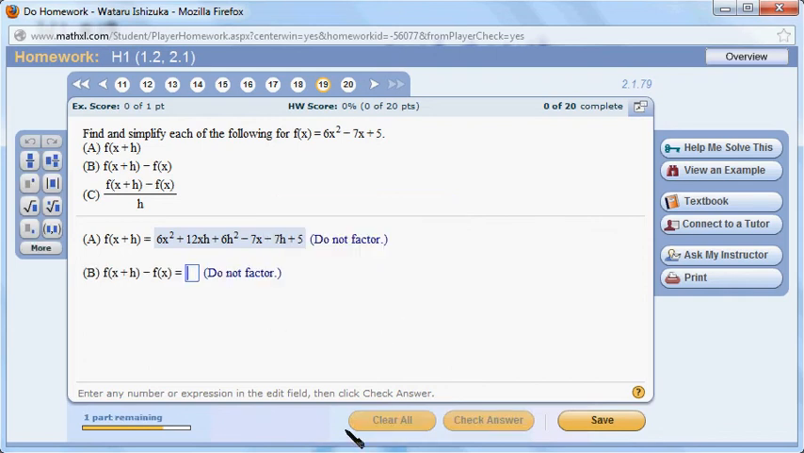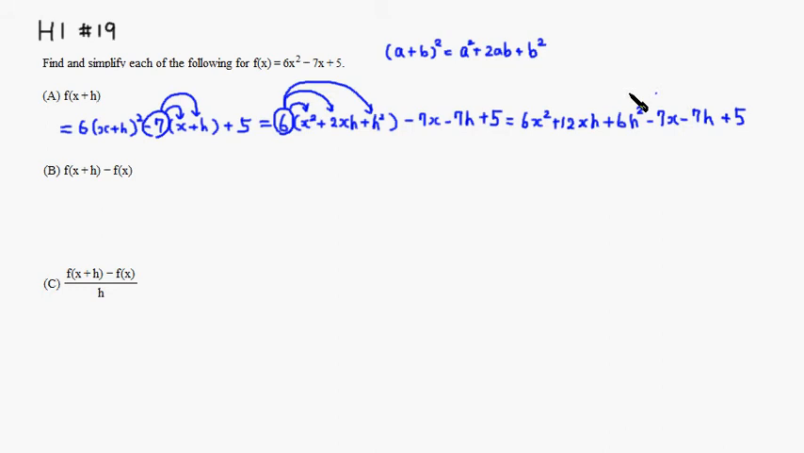So let's do part B. Going back to the paper, f of x plus h we already found up here in part A, so I'm just going to copy that. So this is just 6x squared plus 12xh plus 6h squared minus 7x minus 7h plus 5. So this is just f of x plus h.